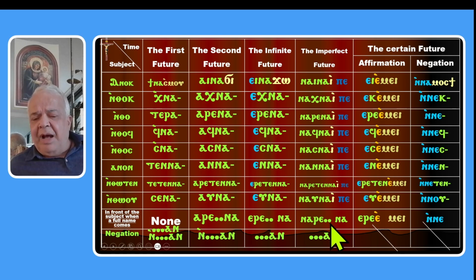Nari na, or nari, the priest, for example, or nari presbyterus, na I pe, the priest may be coming. Let's discuss that tense in more detail now and get some examples to understand it.